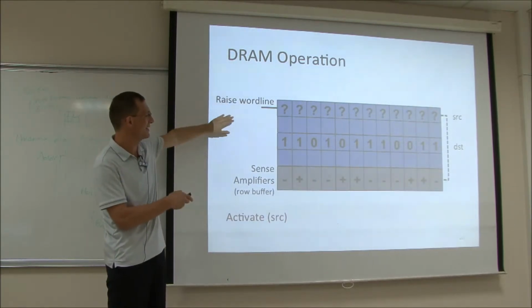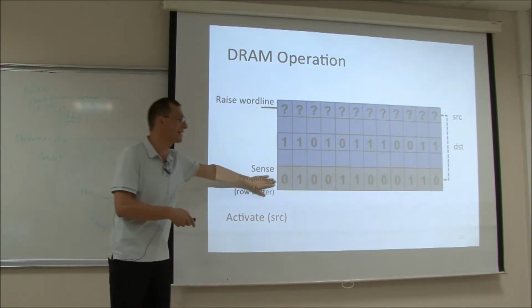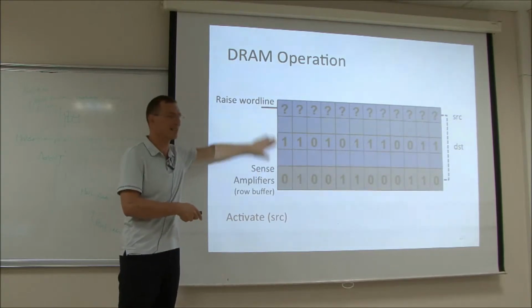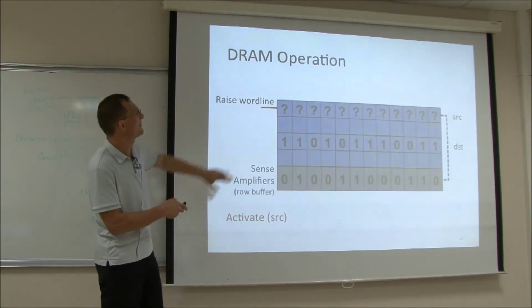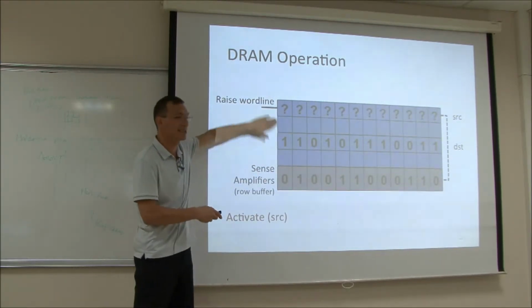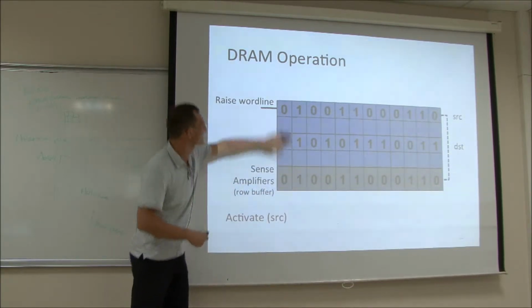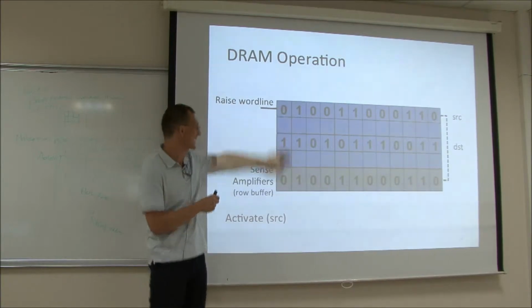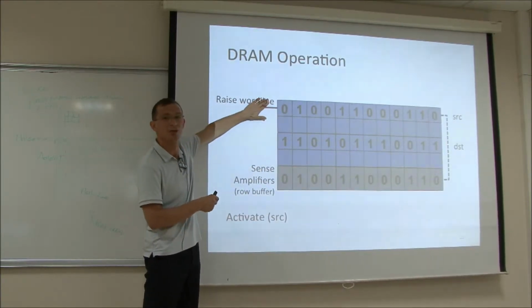And for a while, the data gets sensed, and after a while, you get the data here. And you don't know anything here. That's why you need to pre-charge the data later on. Well, after a while, actually, the data over here is stabilized, because now the sense amplifiers start driving the capacitors that were discharged. So you get both the data in the sense amplifier and the word line.